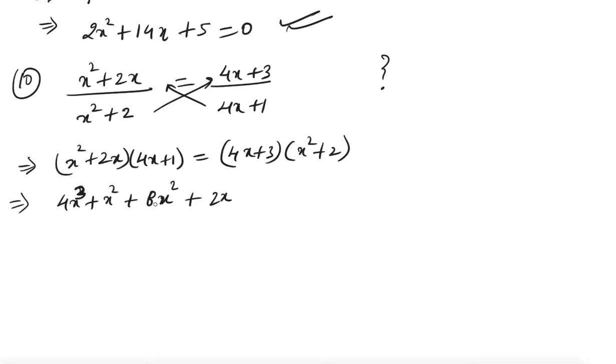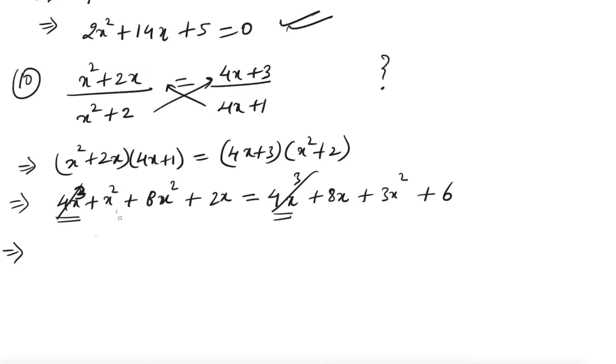2x into 4x is 8x square, and 2x into 1 is 2x, and this is equal to 4x into x square, which is again 4x cube. 4x into 2 is 8x, 3 into x square is 3x square, and 3 into 2 is 6. Correct? Let me have a quick look once again. Now 4x cube, 4x cube. Can I cancel them? Cancelled.